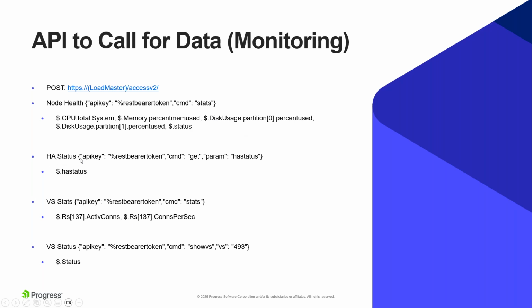Similar for the HA status. Who's active one right now? Who's passive one, right? Similar for the virtual service statistics. So how many active connections or how many connections per second for a certain real server or for a certain virtual service, you find all of that in those statistics. And what's my specific status for a certain virtual service here, in this case, service ID 493. So what's the status of that thing? Is it available? Is it not available? How many requests go through that specifically? So these are just samples of what monitoring could look like with an API call.